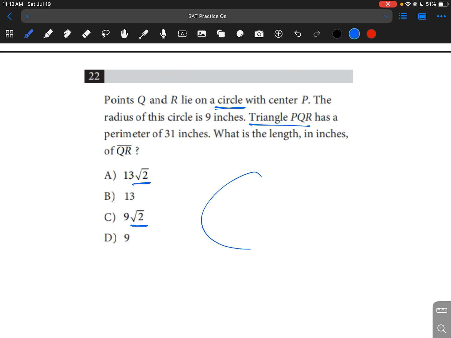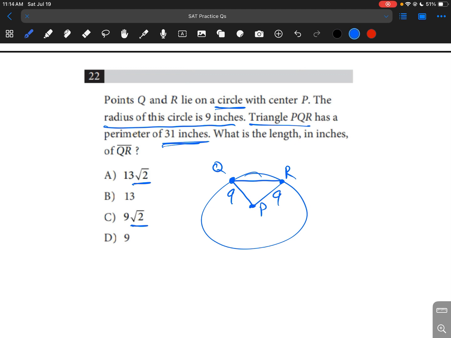But if you read the question carefully, it's saying that points Q and R lie somewhere on the circle, where P is the center. And since it tells you the radius is 9, you know that any point from the center to the edge of the circle, anywhere, is the radius. So you know that this is 9, and you know that this is 9. And so you connect these here, that is your triangle. But it tells you the perimeter is 31.